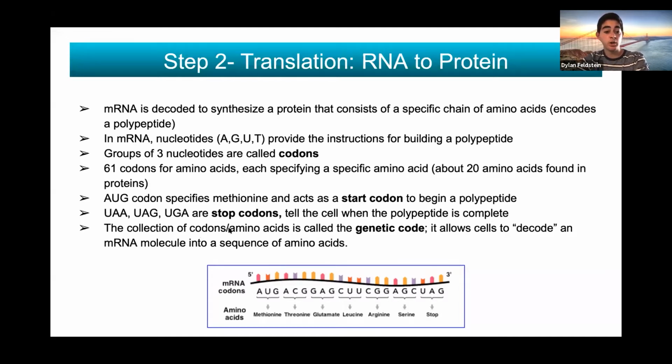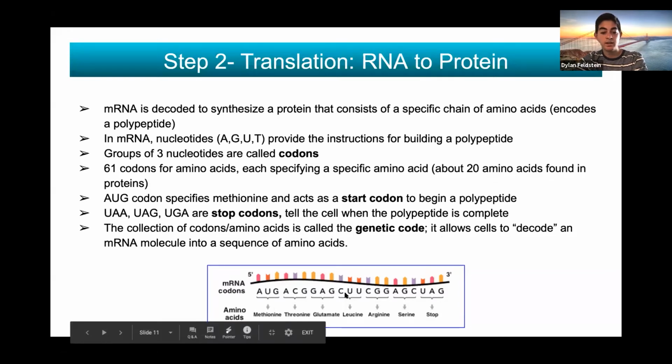These essentially tell the cell when the polypeptide is complete. So the collection of codons and amino acids is called the genetic code. It allows cells to decode an mRNA into a sequence of amino acids. As you can see in this photo, mRNA codons specify a specific amino acid. So AUG specifies methionine, ACG specifies threonine, and so on. Each one specifies its own amino acid.